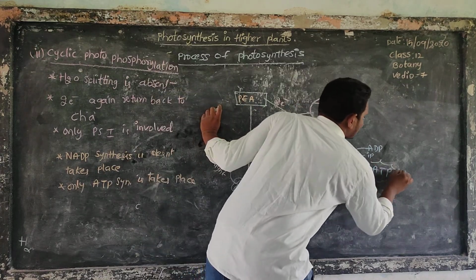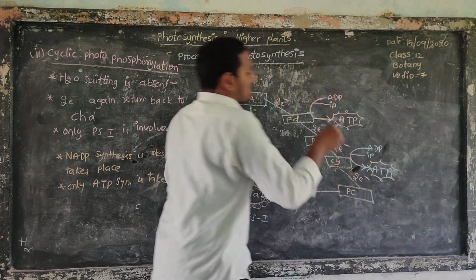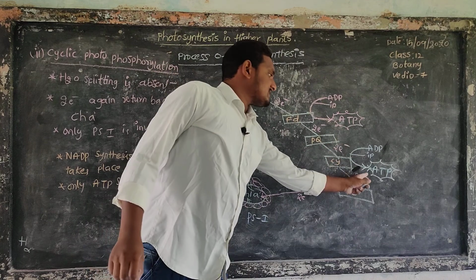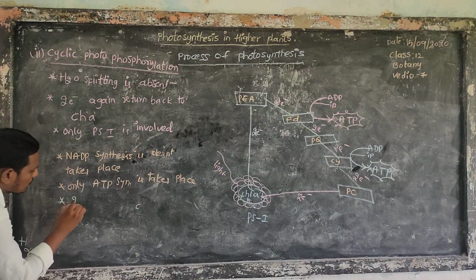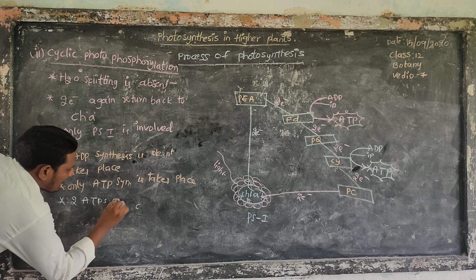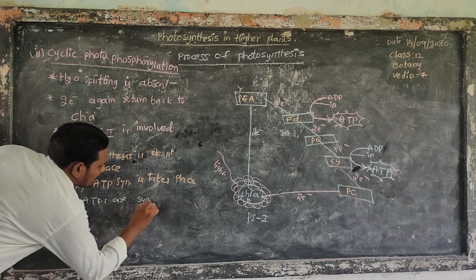So we are getting 2 ATPs in cyclic photophosphorylation. Here 2 ATPs are synthesized.